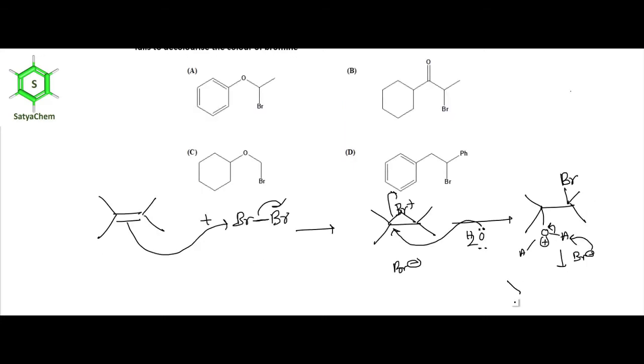So we will have this compound. It is a kind of halohydrin. That is why the color of bromine disappears, because bromine reacts with the alkene.